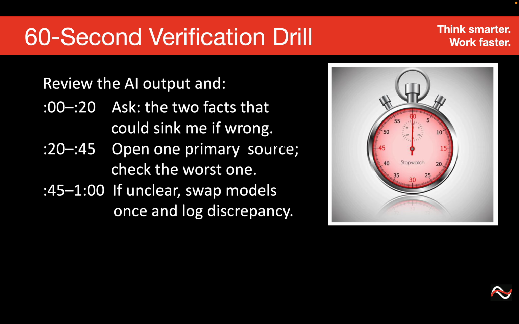Run this mini drill when the detail would be embarrassing to get wrong. Review the AI output, then put into the AI the following prompt. Identify the riskiest item, a number, date, name, or link that could cause a problem if incorrect.